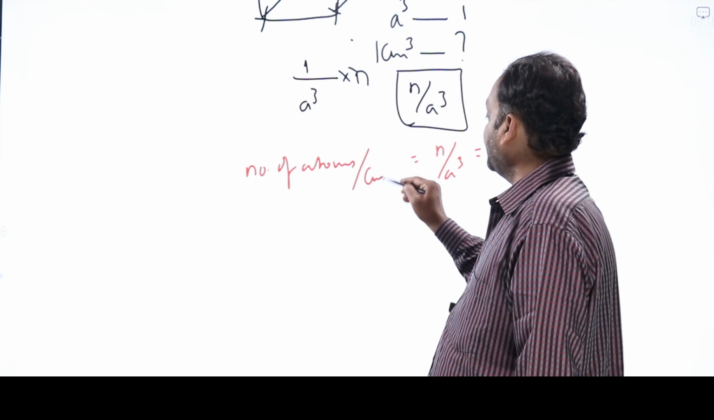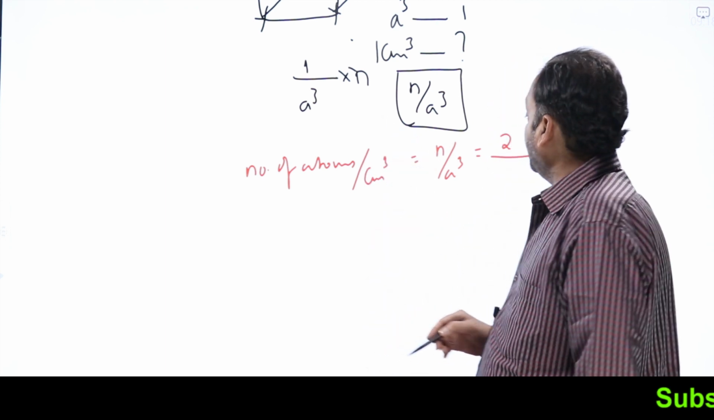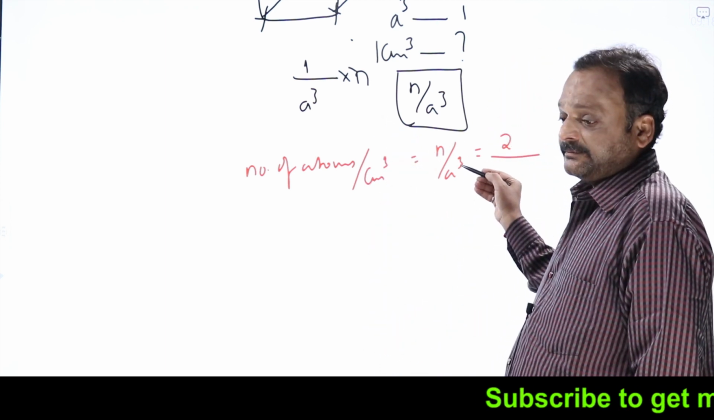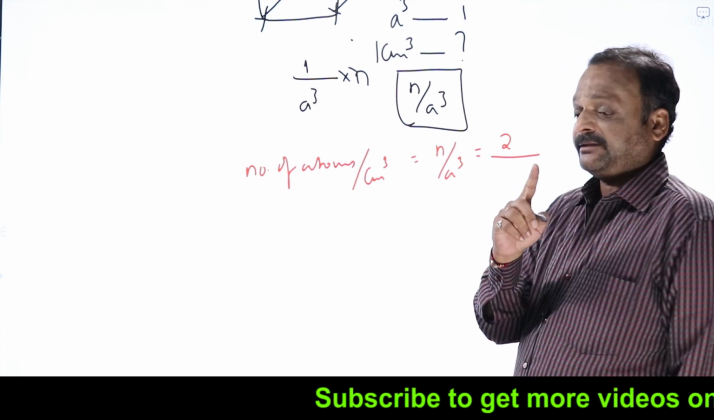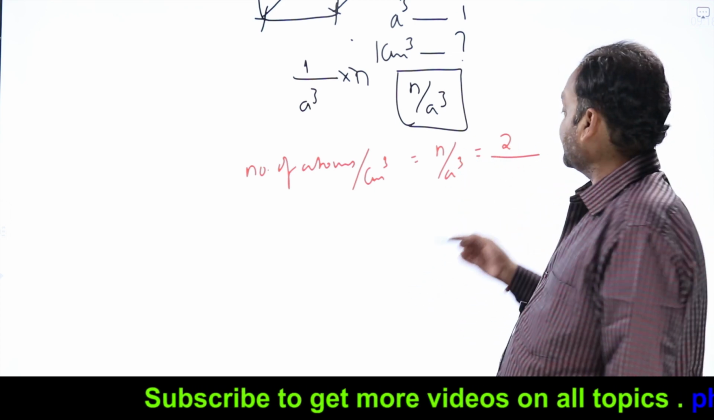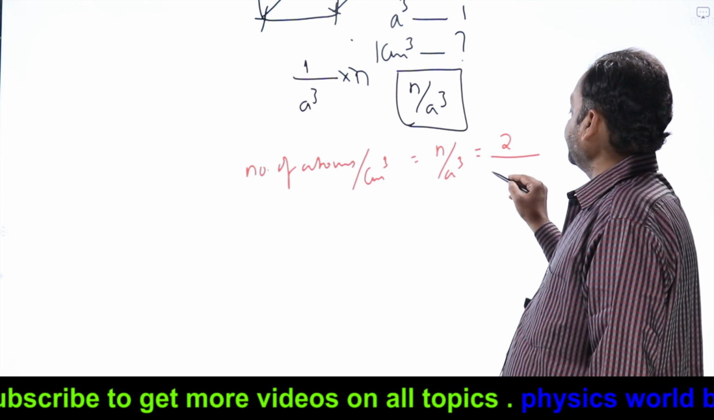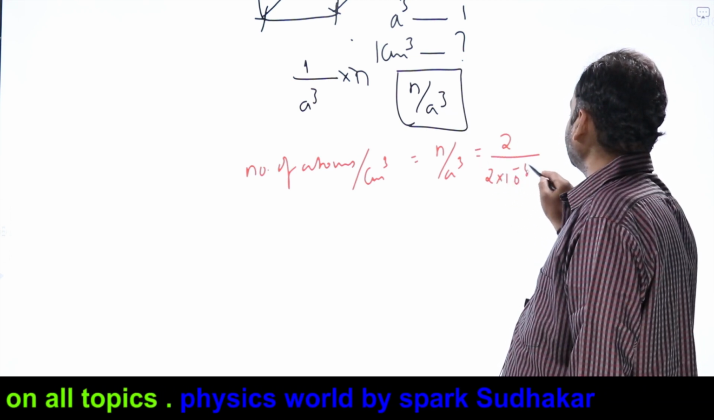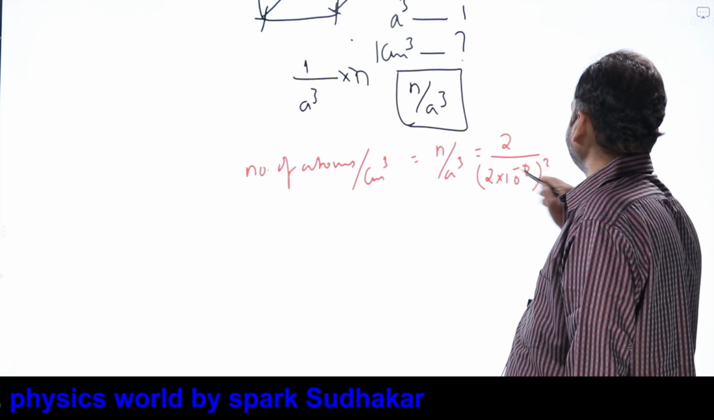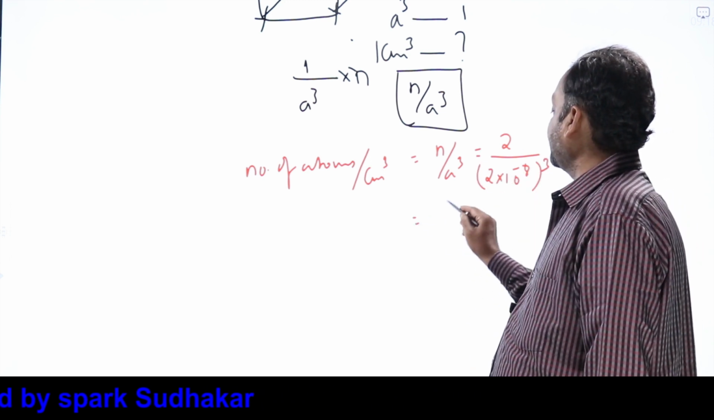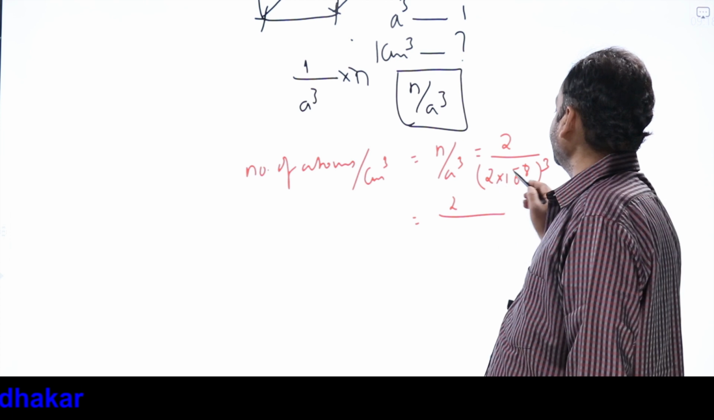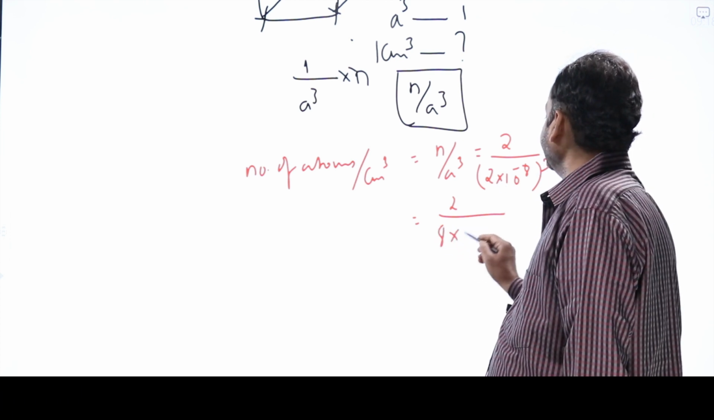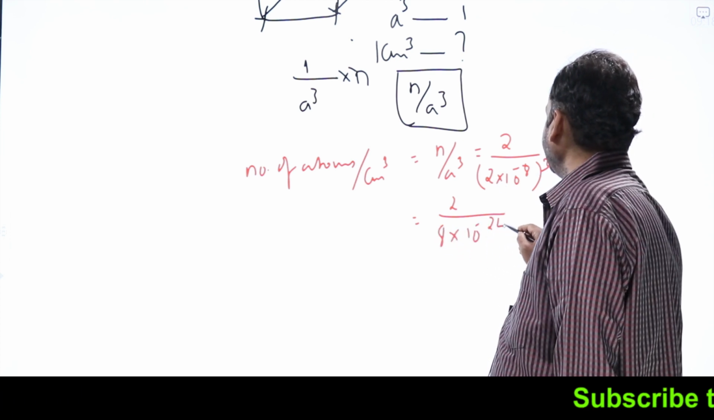Okay, number of atoms per centimeter cube we are talking. So I'll convert these angstrom units into centimeters. 1 angstrom equals 10 to the power minus 8 centimeters. So a equals 2 angstroms, so it is 2 into 10 to the power minus 8 centimeters, whole cube. That is nothing but 2 into 2 into 2, that is 8 into 10 to the power minus 24.